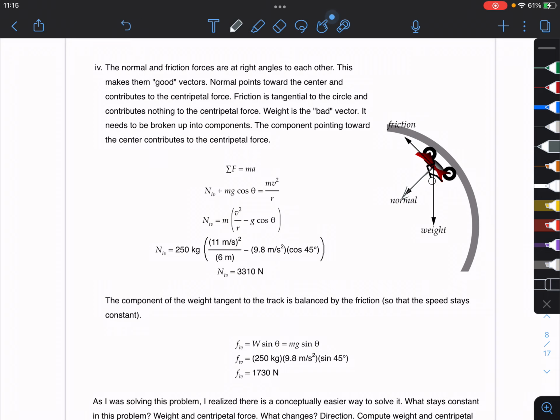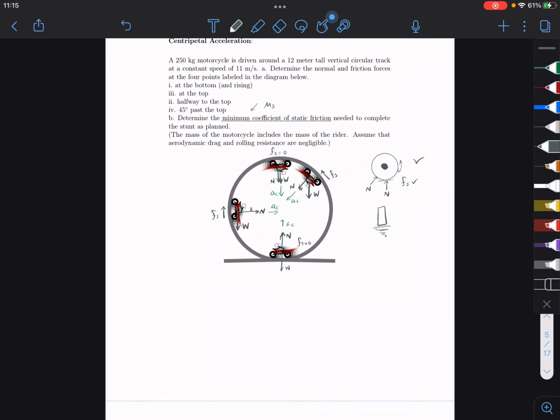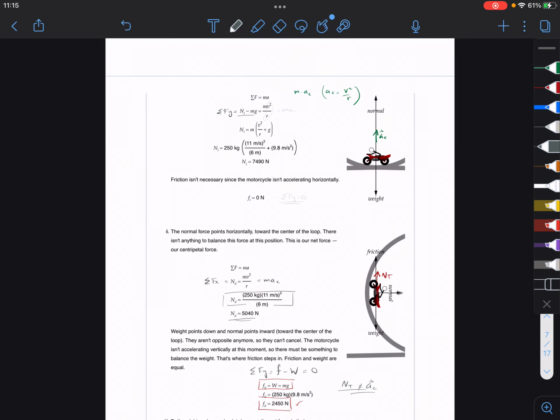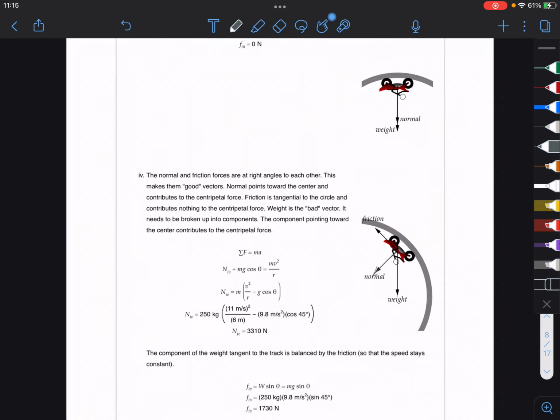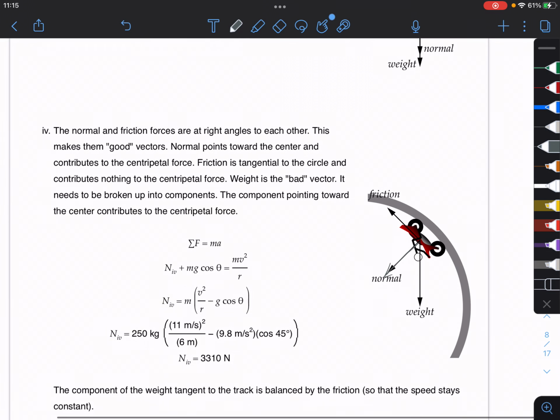And the angle is a little bit tricky for this one. I think they give you 45 degrees past the top. So if we think about what that means for how we set up our angle, 45 degrees past the top, if we think about the top angle, the angle between the normal and the weight is just 45 degrees here.